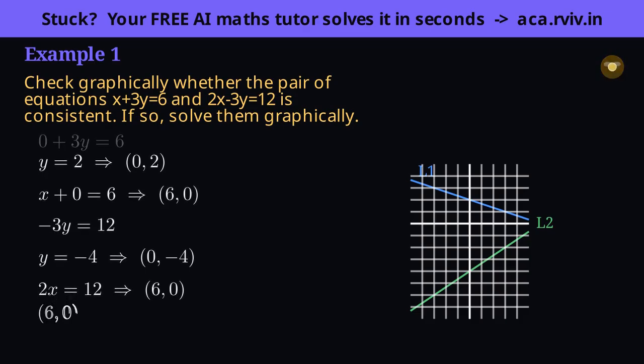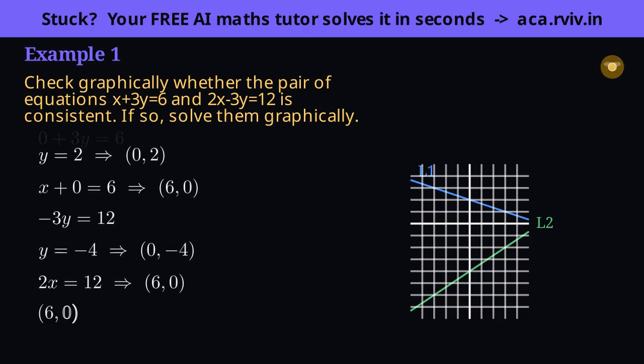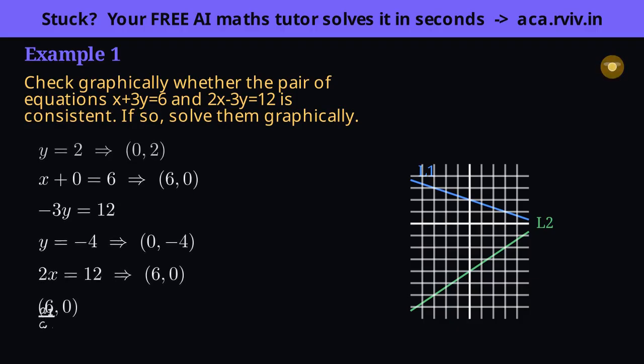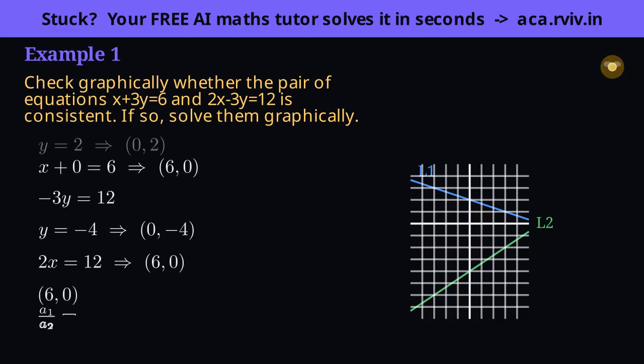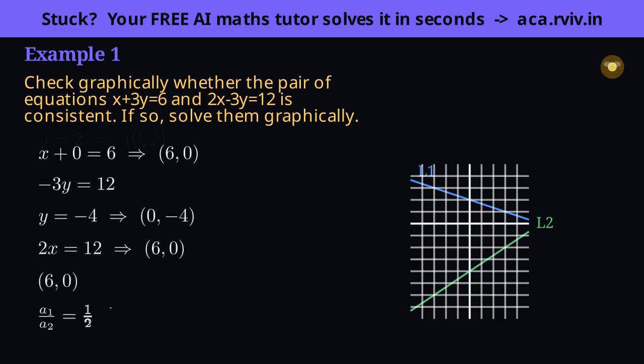A point common to both lines lies on both, so its coordinates satisfy both equations at the very same time. That's exactly what a solution is. The two lines meet at one single point, so a solution exists. That's what consistent means. And notice we could have predicted this from the numbers.